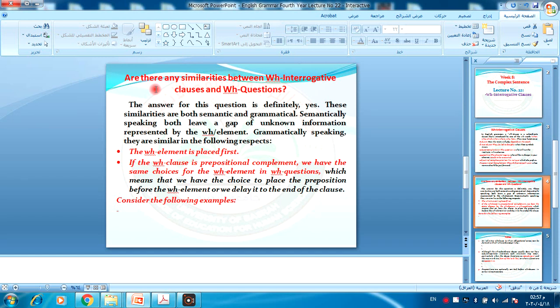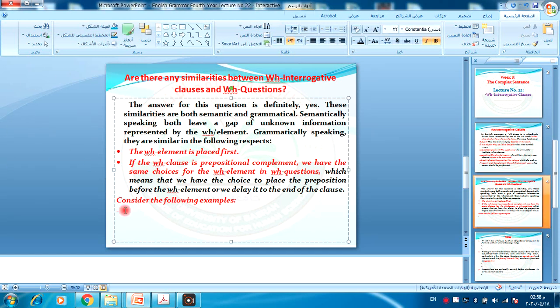So consider the following examples. For example, I say, I asked them on what they based their predictions.